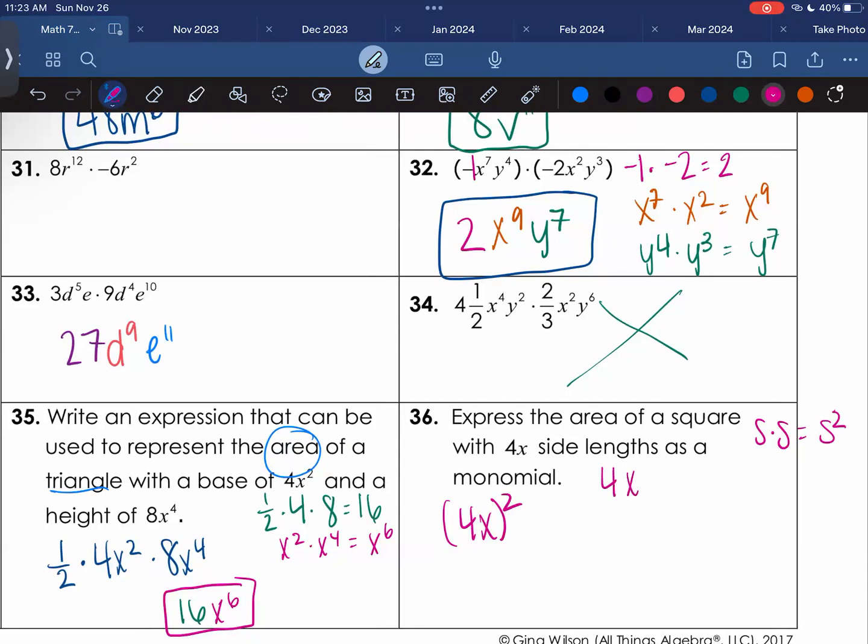If you put 4x squared, that's not correct because here you're just squaring the x. You need to also square the 4. So we don't want to do that. We want to do what I just did. So (4x) squared equals 4x times 4x. So that is going to get us 16x squared.